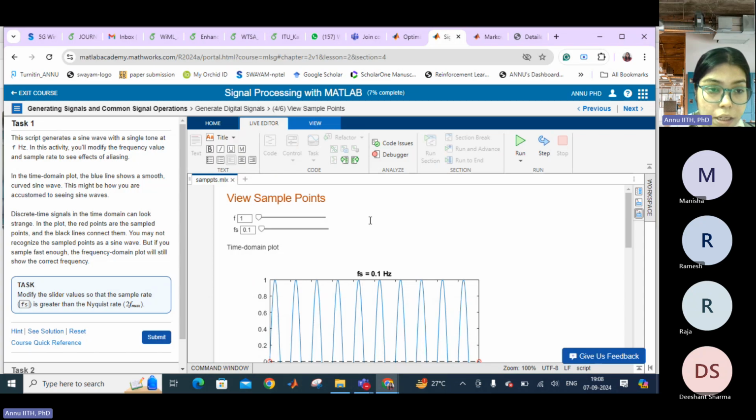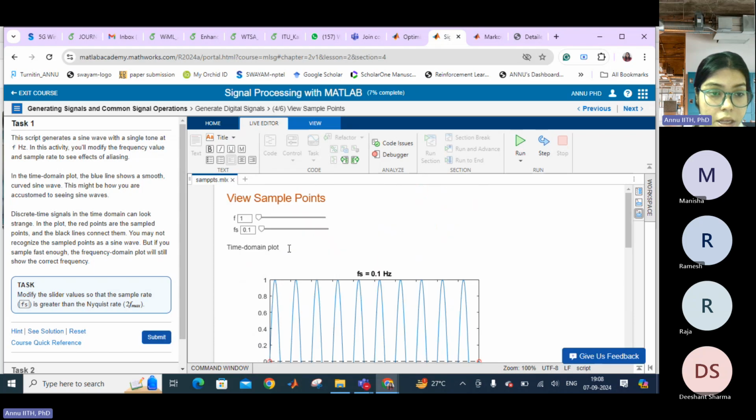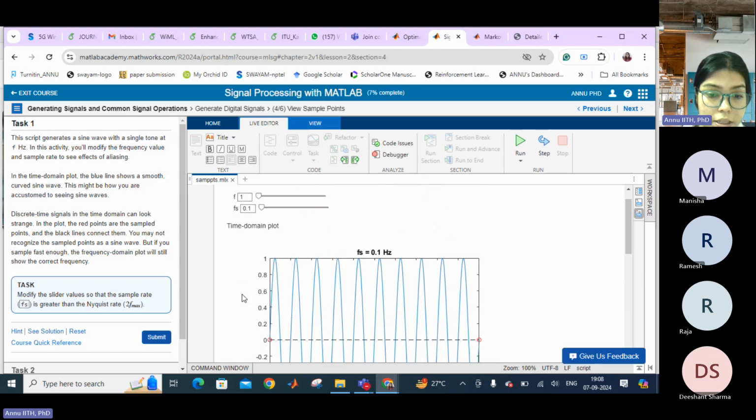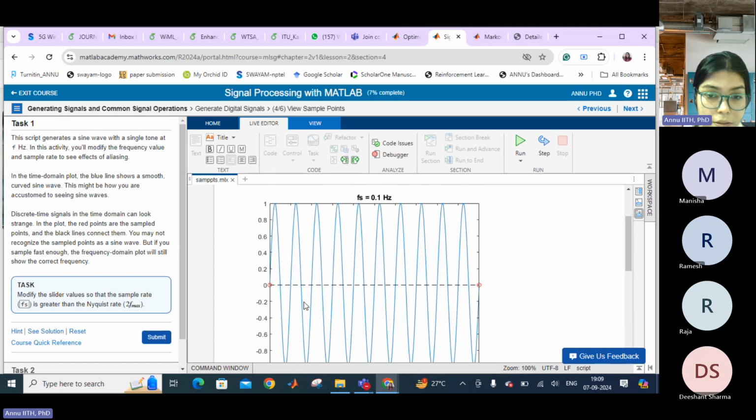So again, this script generates a sine wave with a single tone at f hertz. In this activity, you will modify the frequency value and the sample rate to see the effects of aliasing. We will see the effects of aliasing here, in the time domain plot. So, time, this is a time domain plot.